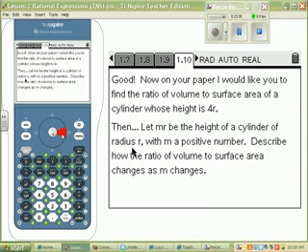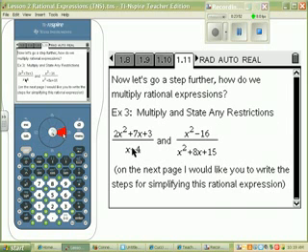Next page. Now remember, since we put all this work in, we're going to do what, Alfred? At the end, we're going to save it. Okay, just making sure we remember. All right, so good. Now on your paper, I'd like you to find the ratio of the volume to the surface area of a cylinder whose side is 4r. I'm going to skip that part. We're going to move on from there, okay? We are going to look at the next page. We're going to skip that page.